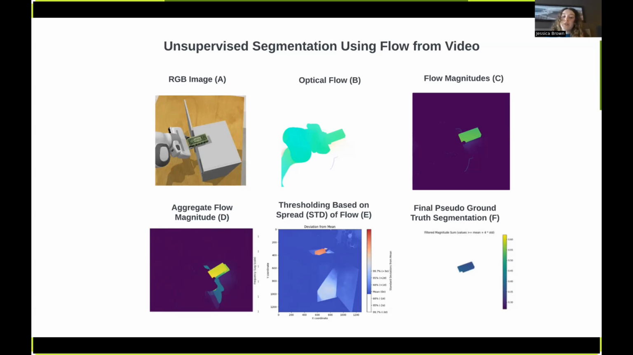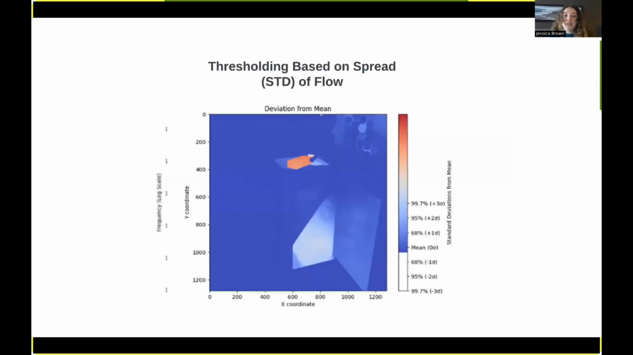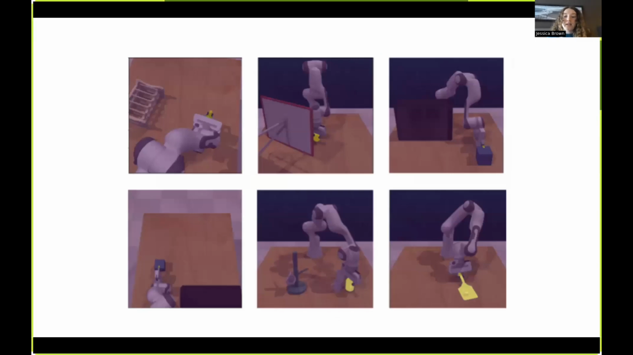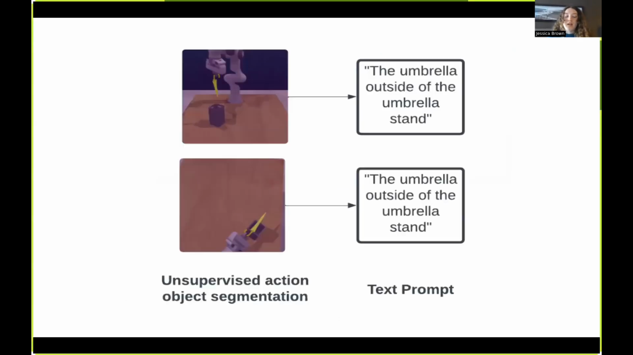After we do thresholding and some additional filtering and post-processing, we get our final ground truth segmentations that we use to deep instruction tune Segment Anything. This is a larger illustration of that graphic. Here are some qualitative examples of the pseudo ground truth unsupervised segmentations that we use to deep instruction tune Segment Anything. You can see they're not too loose or too tight necessarily. They're actually pretty spot on. This is an illustration of the text prompt and unsupervised segmentation pairs that we use to deep instruction tune.